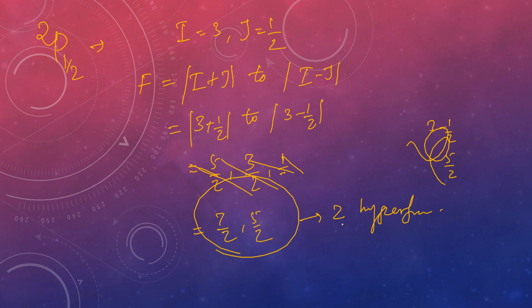So 2 here, 4 there. What is the selection rule for hyperfine structure? The selection rule is del F is equal to 0, plus or minus 1. So how will I do it? Let's split it. For 2D 3 by 2, it is 9 by 2, 7 by 2, 5 by 2, 3 by 2. For 2P half, it is 7 by 2, 5 by 2.